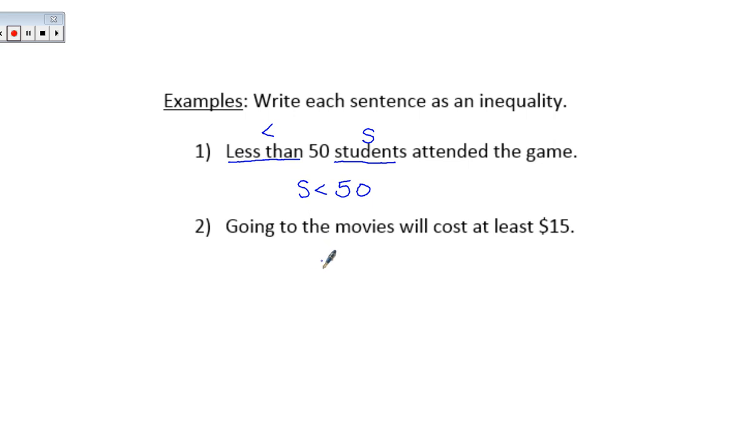Now in number 2 we have going to the movies will cost at least $15. And up above we said that at least was going to mean greater than or equal to. What we're talking about here is the cost of a movie, so maybe we'll just call movies M our variable in this case. So we're going to say that when you go to the movies, you're spending greater than or equal to $15. So you're definitely spending $15 or more. The at least was saying you're not going to get out of there by spending less than $15.